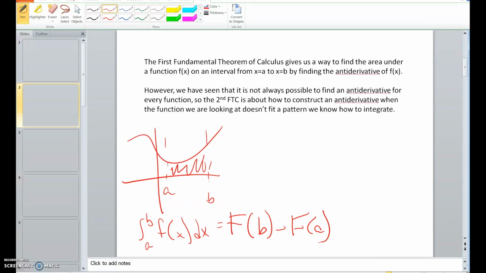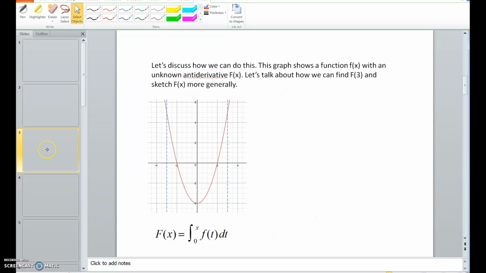However, we've also seen the tragic case in which we're looking at a function and we can't figure out its antiderivative. It just doesn't fit a pattern that we know how to integrate. So the second fundamental theorem of calculus gives us more of a conceptual way to figure out the antiderivative for functions that may not fit a pattern that we know how to integrate. So let's take a look.